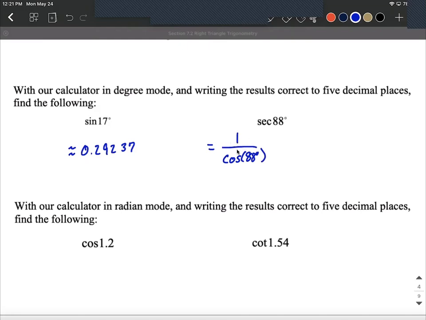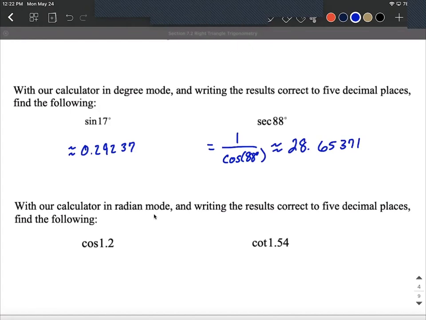So 1 divided by cosine button, 88, and then press enter as long as we're in degree mode. And this will be approximately 28.65371.